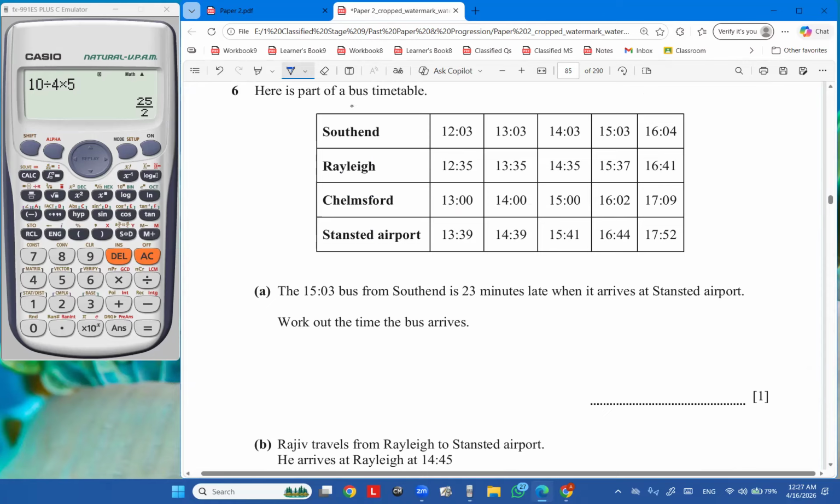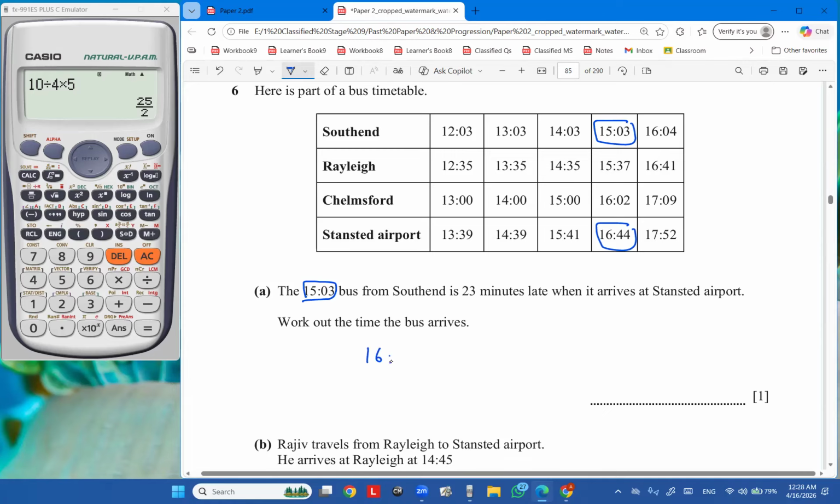Here is part of a bus timetable. The 15:03 bus from Southend is 23 minutes late when it arrives at Stansted Airport. So here, let's work out the time the bus arrives. They're saying to you that the 15:03 bus, which is this one, from Southend is 23 minutes late when it arrives at the airport, which is over here. What time does it arrive?